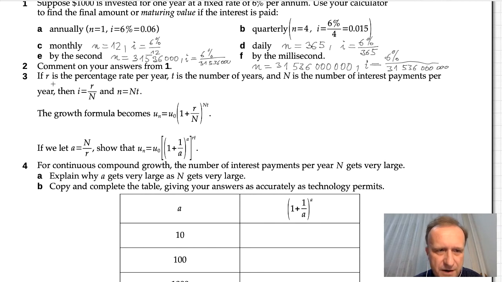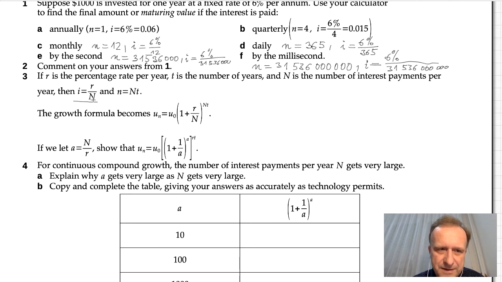So if R is the percentage rate per year, in our case 6%, T is the number of years, and N is the number of interest payments per year, then I has to be R divided by N. So you saw that this really works. If R was 6% and we had N, for example, 12, we divided 6% by N, and we got the interest rate per compounding period.